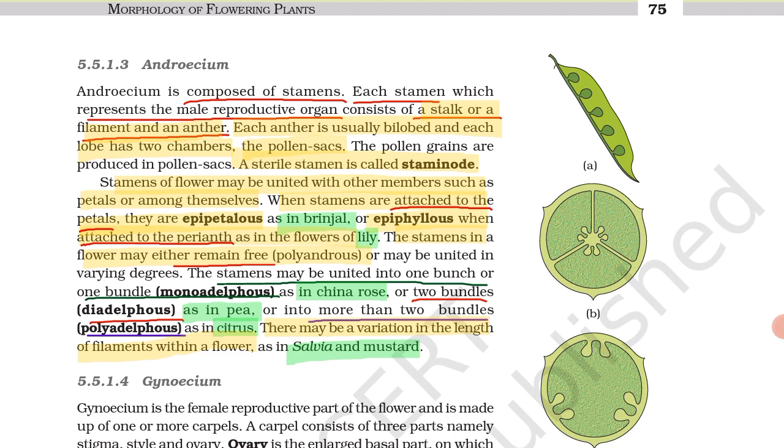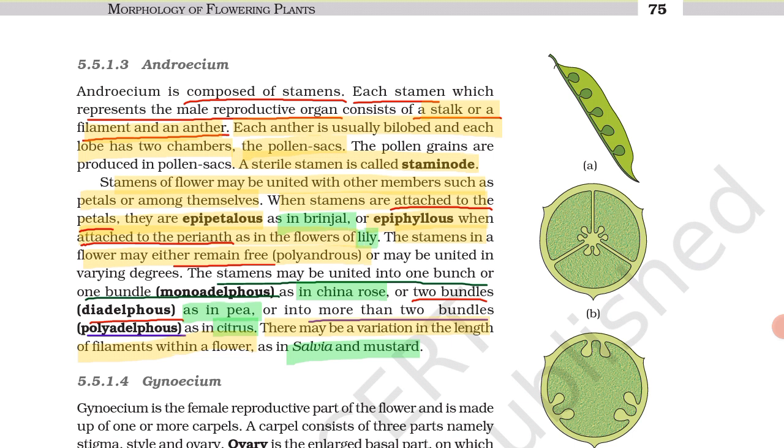Sometimes they may ask you, what is anther? So you must know anther is a part of the male reproductive organ, the androecium. Androecium is also called the male reproductive organ. In that, stamen has three parts: stalk, filament and anther. You have to learn this by heart.